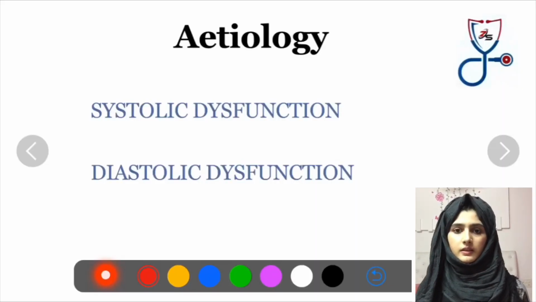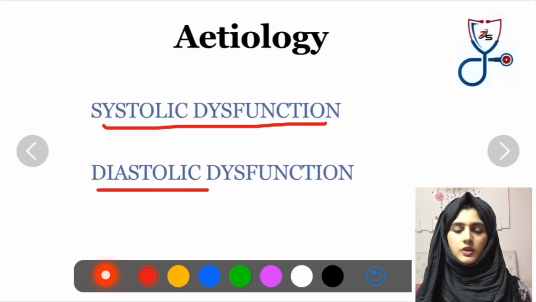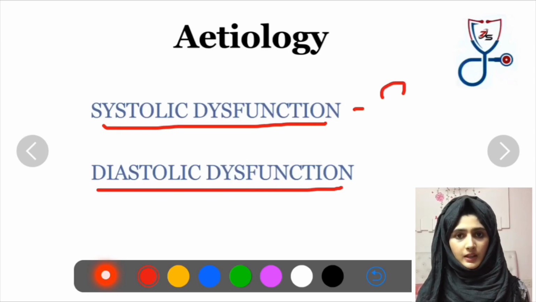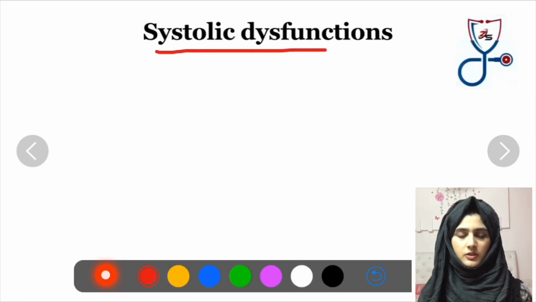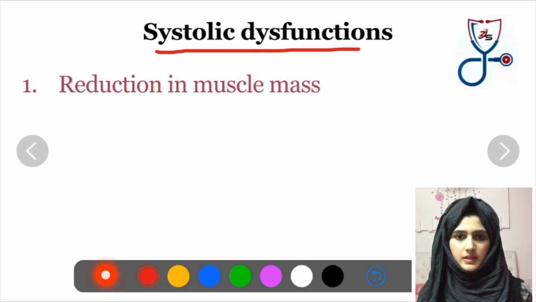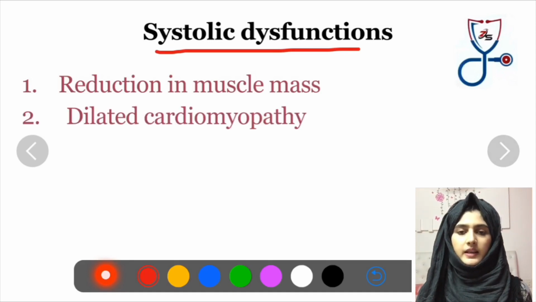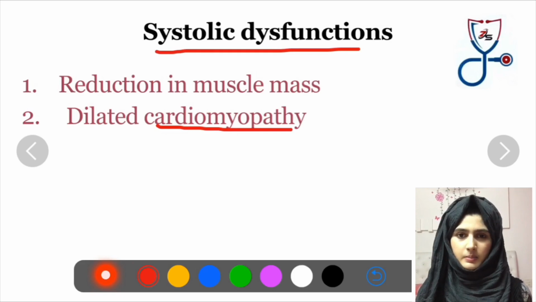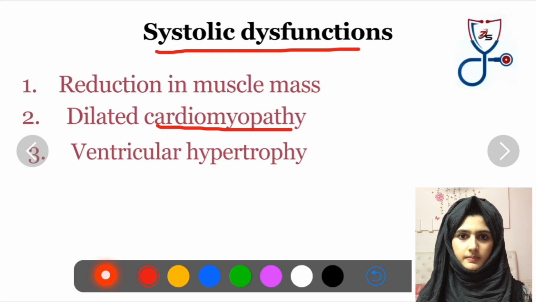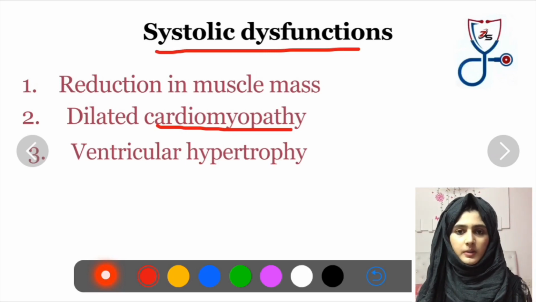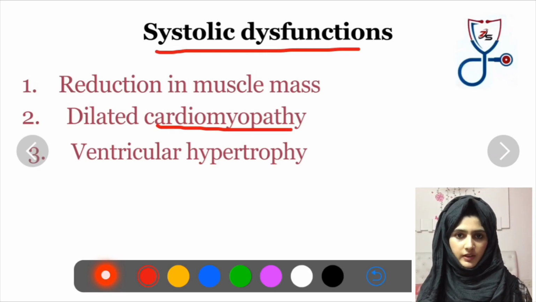I have mentioned that heart failure is due to either systolic dysfunction or diastolic dysfunction. Here we'll be seeing what causes systolic dysfunction and what causes diastolic dysfunction. Systolic dysfunction: one reason may be reduction in muscle mass. It involves muscle atrophy, that is, the number of muscle fibers is reduced. Next, dilated cardiomyopathy. It means heart muscle disease. Here the heart cannot pump as well as a healthy heart does. Next, ventricular hypertrophy. It means enlargement or thickening of the ventricles.